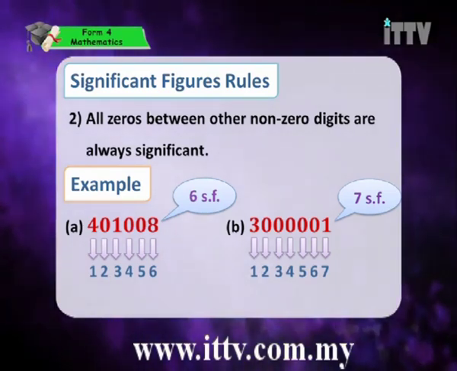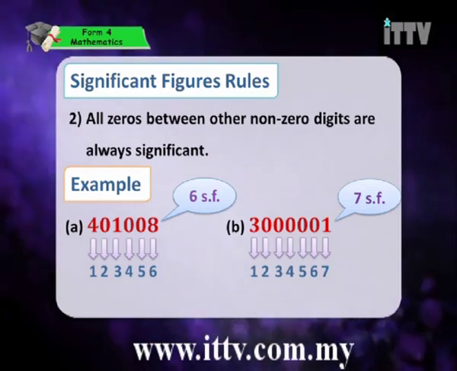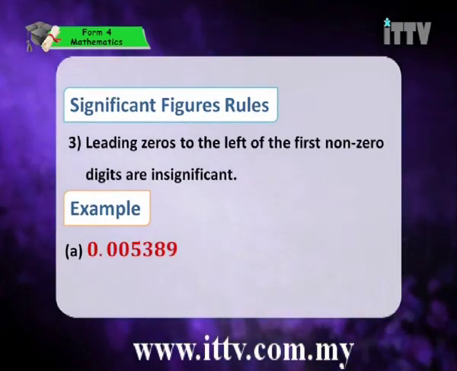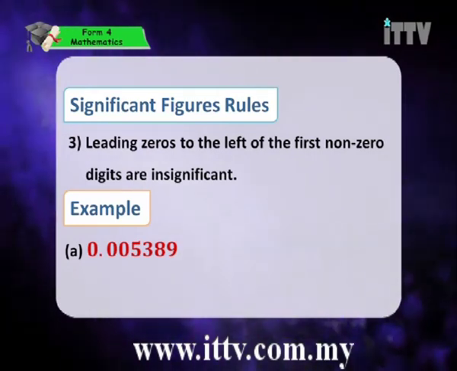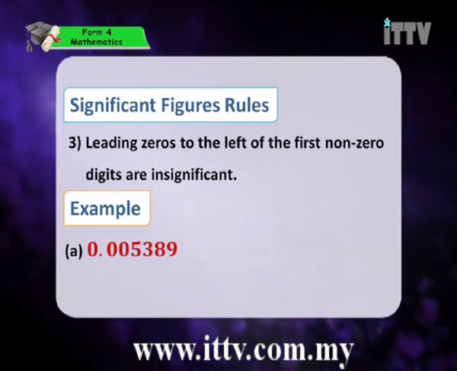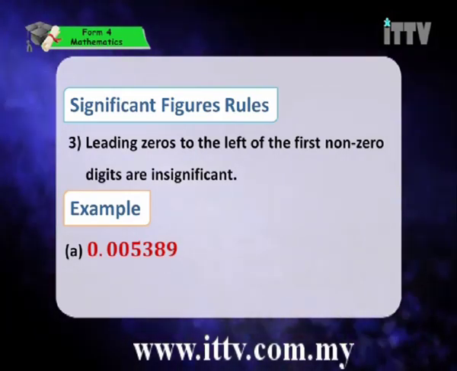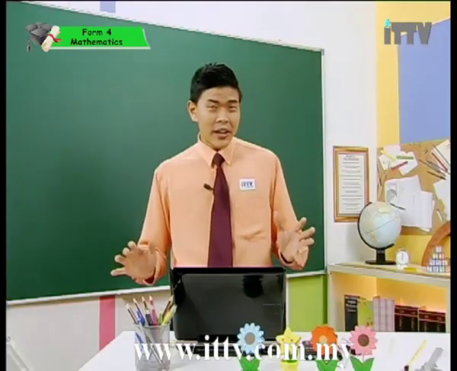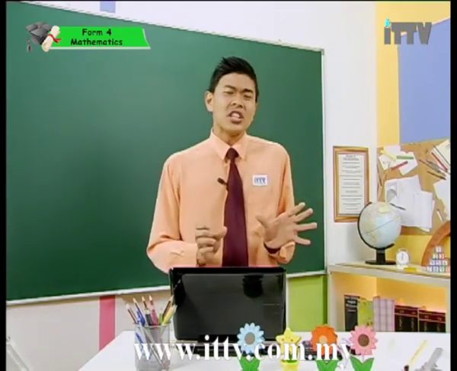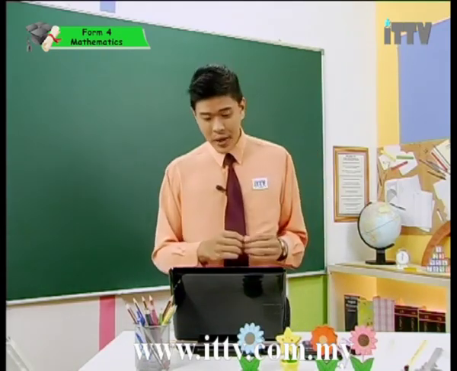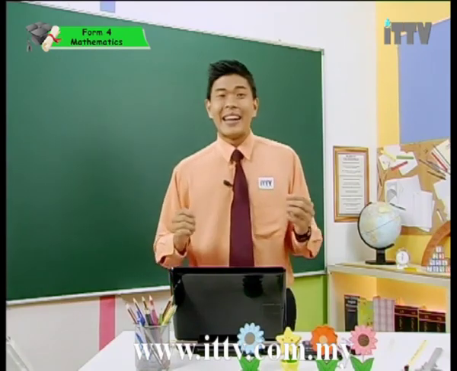Alright, let's move on to rule number 3. In rule 3, leading zeros to the left of the first non-zero digits are insignificant. Alright, I want you to understand the sentence carefully. Don't be confused. The leading zeros, this means zeros before a number in a decimal.